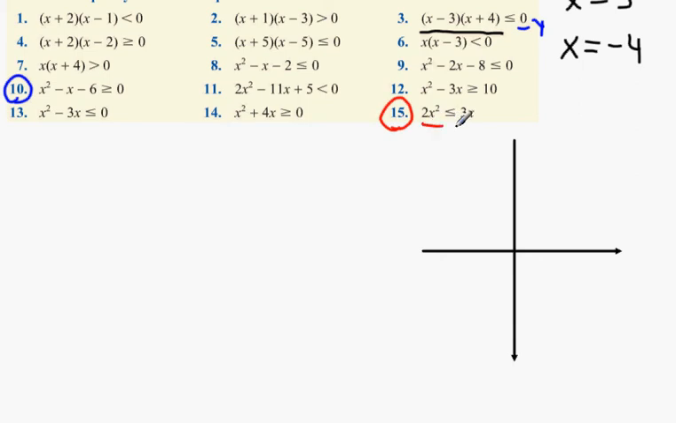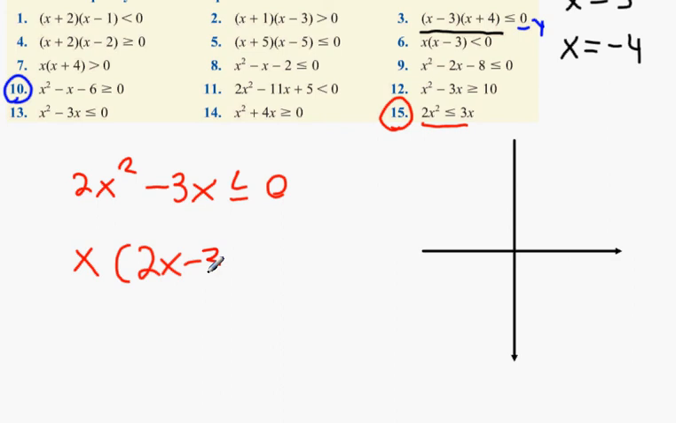Number 15 says 2x squared is less than or equal to 3x. What I do with this question is I say 2x squared minus 3x is less than or equal to 0. What I do next is factorise out the x, and what am I left with? 2x. x(2x minus 3) less than or equal to 0.